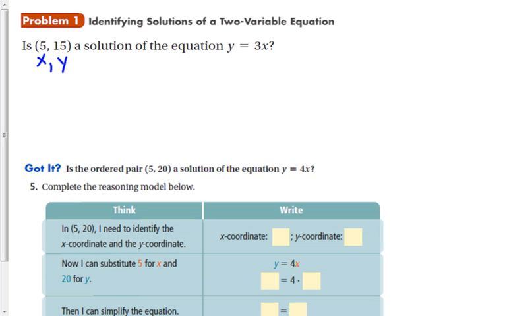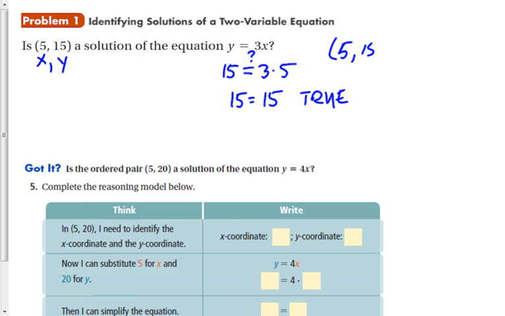So to check to see if this is a solution, all we have to do is replace y with 15 and substitute 5 for x, and then just check its truth value. So is 15 equal to 3 times 5? Well, 3 times 5 is 15, so since that's true, the ordered pair 5, 15 is a solution to the equation y equals 3x. All right, you try.